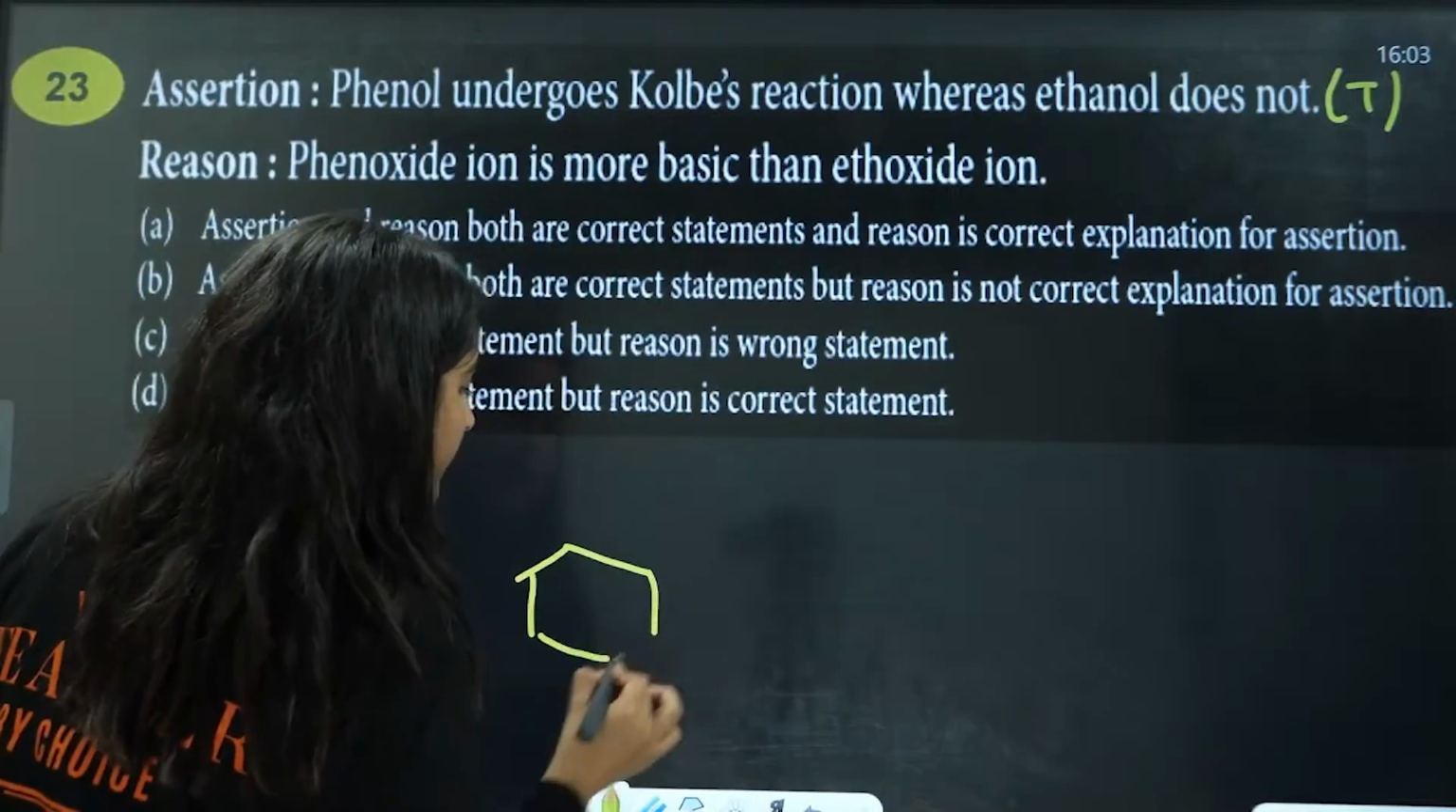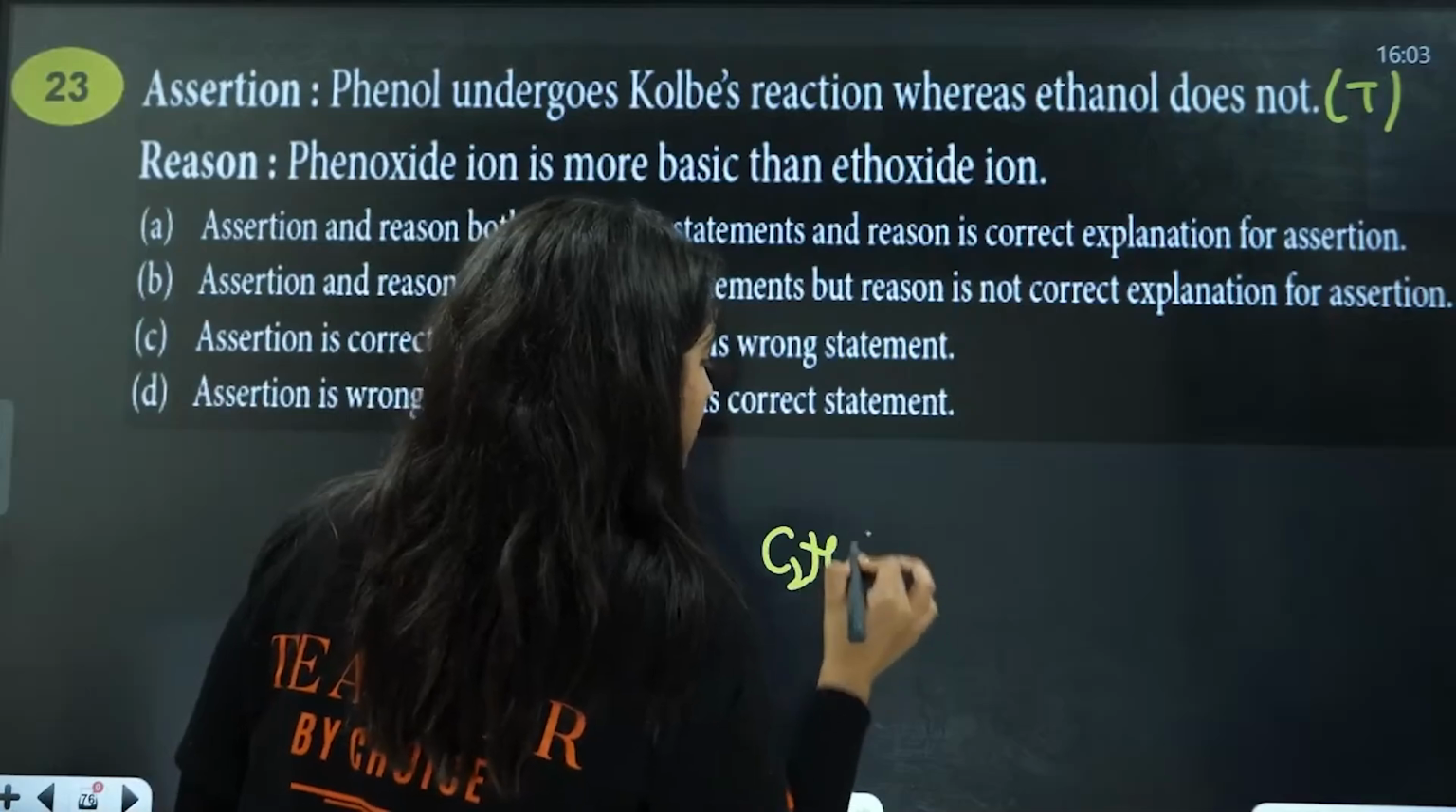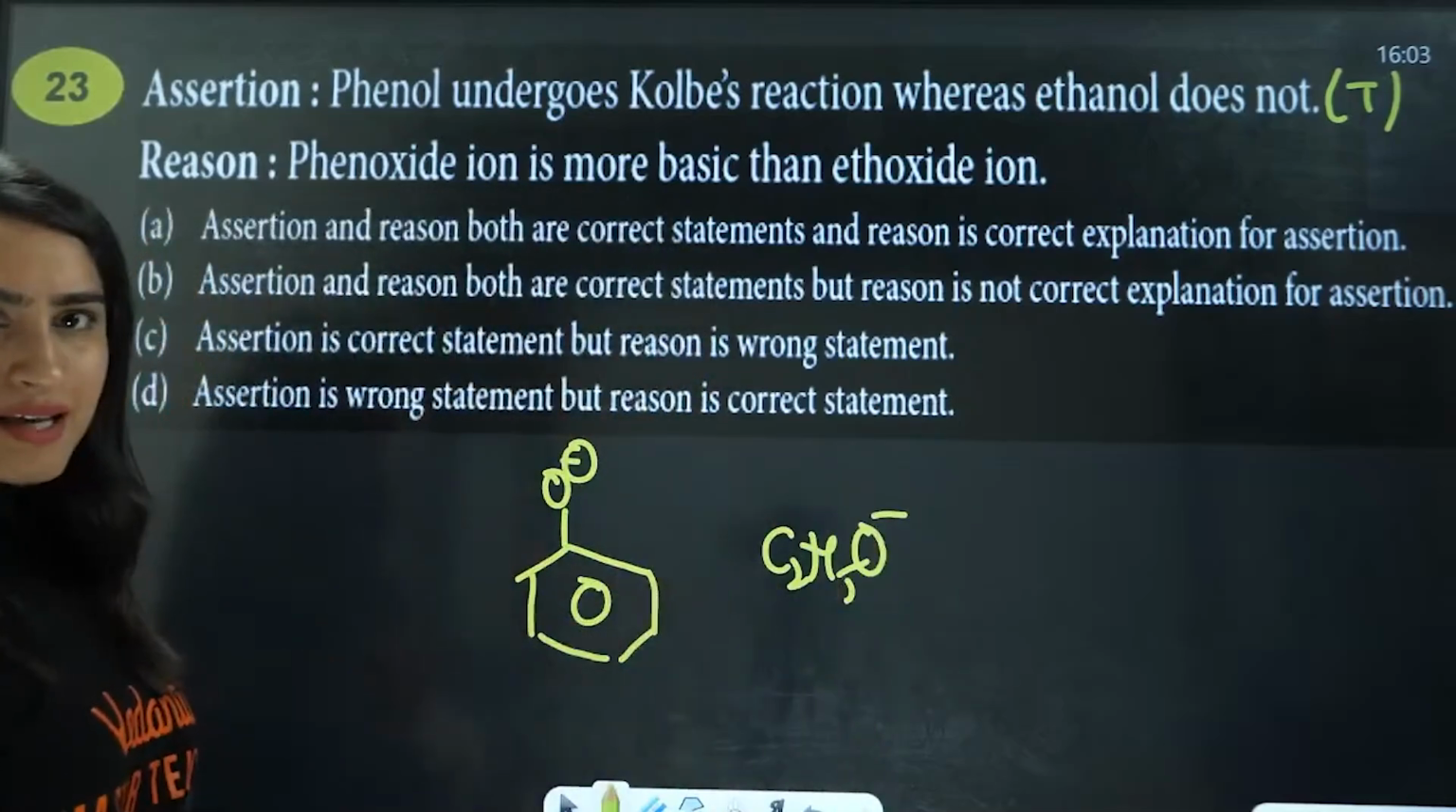This is the phenoxide ion. This is the ethoxide ion. Right? Now, this is more basic, is it?